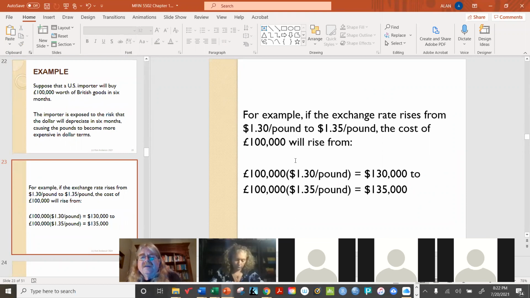So if we use that same example, if he waits and doesn't do anything, and the exchange rate goes from 130 to 135, the cost of buying these pounds will go from $130,000 to $135,000. That's going to cost us more money, $5,000 more dollars. That hurts. That's going to reduce our profits.